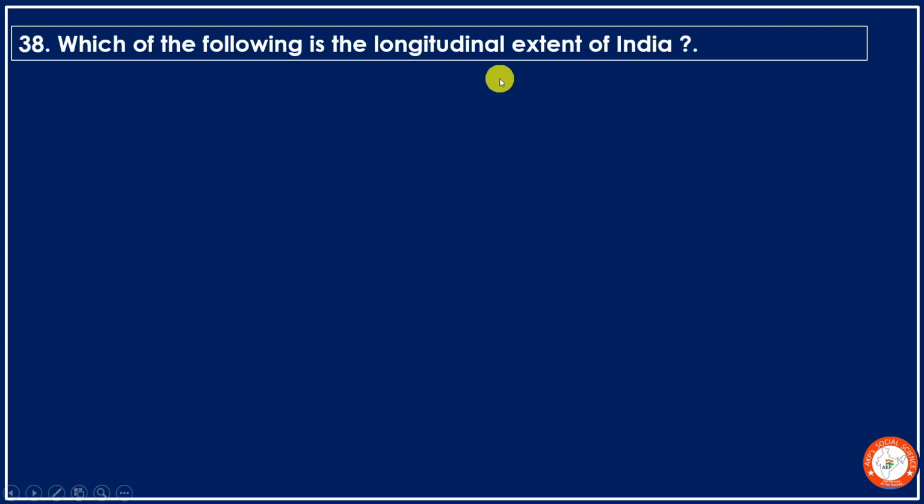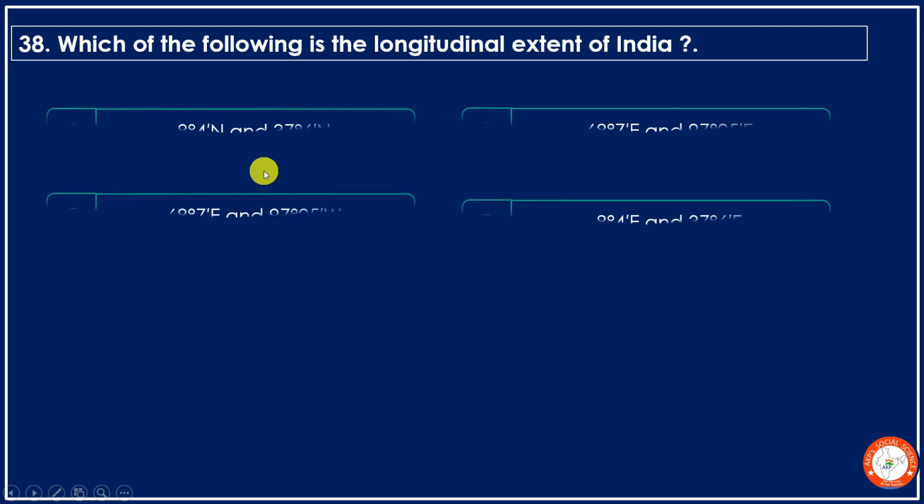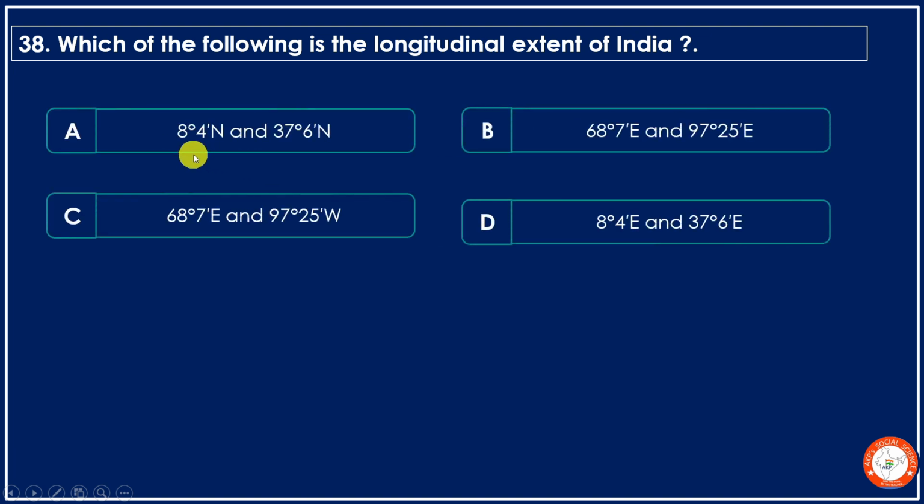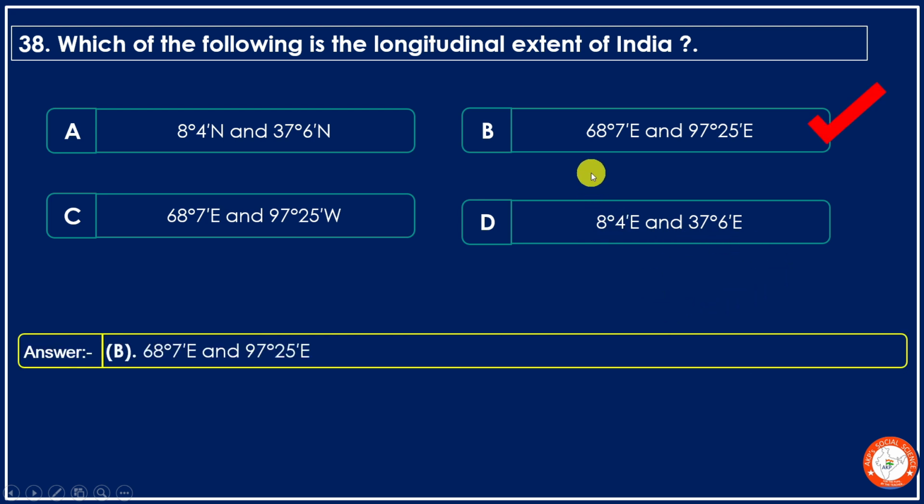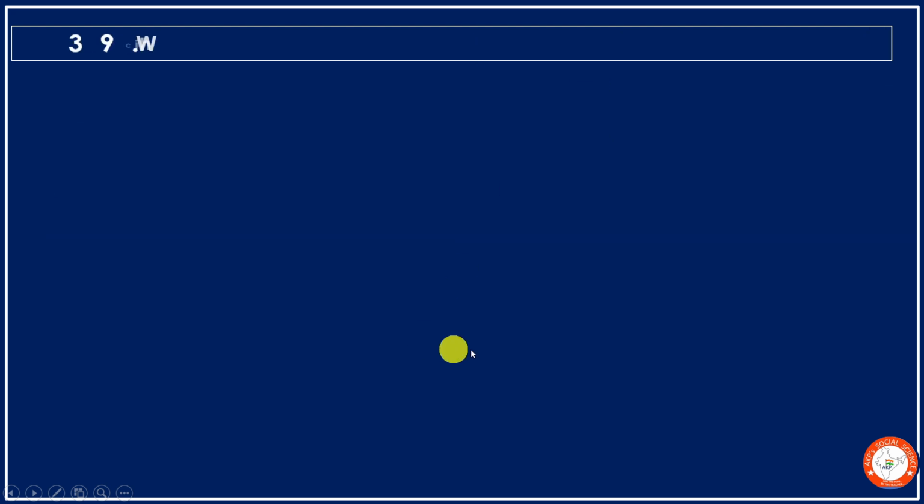Which of the following is the longitudinal extent of India? 8 degree 4 minutes north and 37 degree 6 minutes north, 68 degree 7 minutes east and 97 degree 25 minutes east, 68 degree 7 minutes east and 97 degree 25 minutes west, 8 degree 4 minutes east and 37 degree 6 minutes east. The correct answer is 68 degree 7 minutes east and 97 degree 25 minutes east is the longitudinal extent of India.